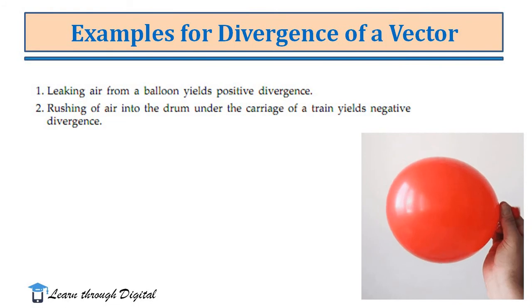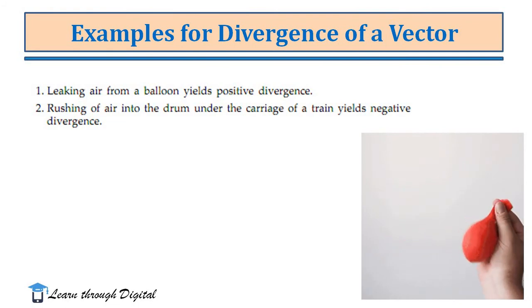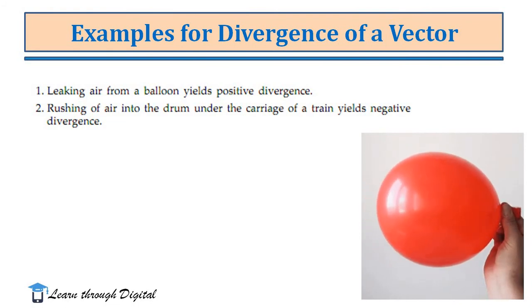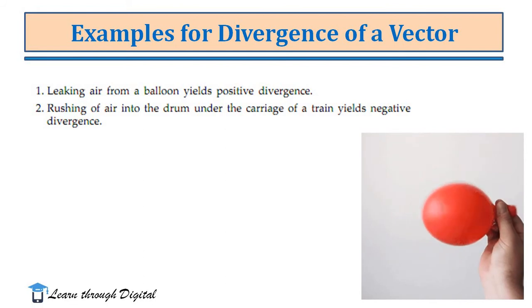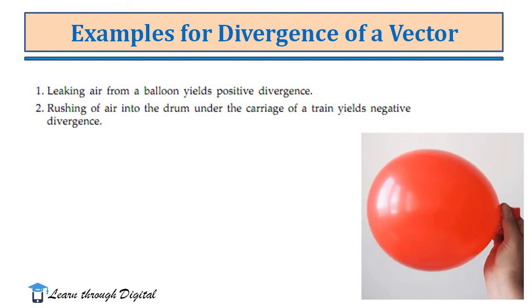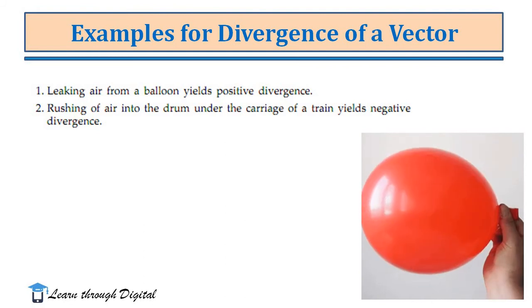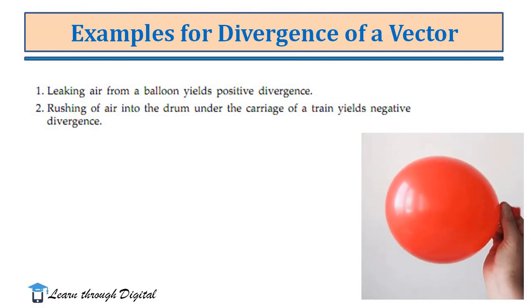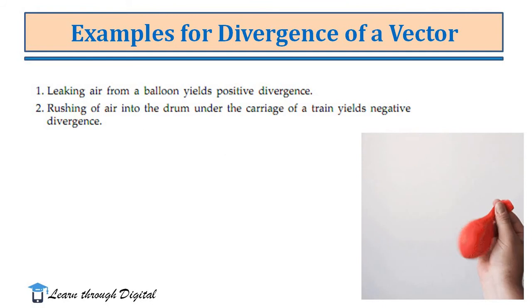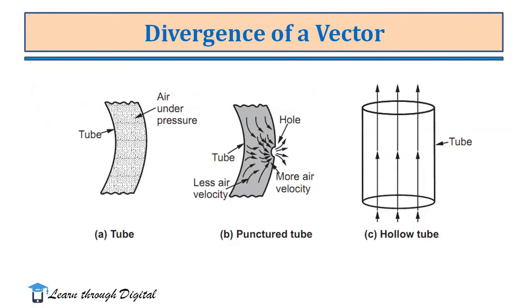Some examples of divergence of a vector. The first example: leaking air from a balloon yields a positive divergence. For negative divergence, the best example is the rushing of air into the drum under the carriage of a train. Here I am going to explain the physical meaning of the divergence with one small example.